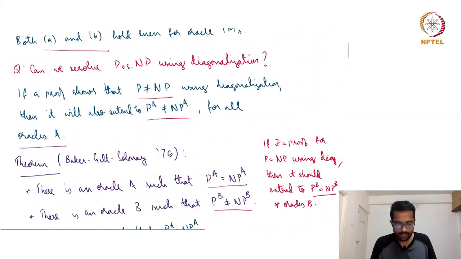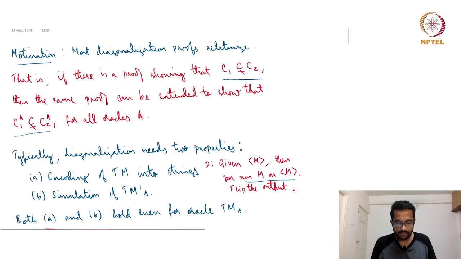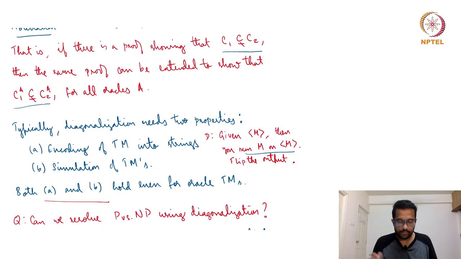And this completes the proof of the Baker-Gill-Solovay theorem, where we show that a proof that relativizes, more specifically a diagonalization based proof, cannot be used to resolve the P versus NP problem.